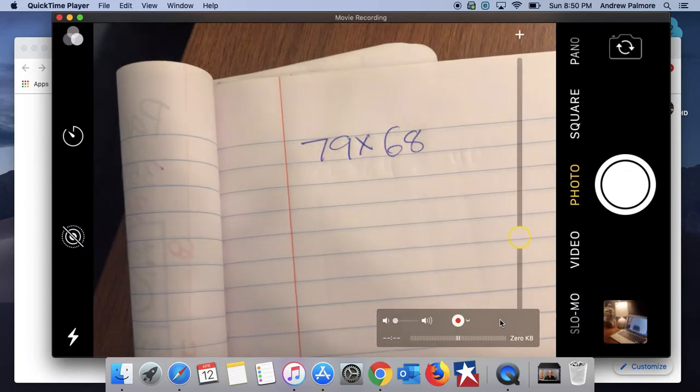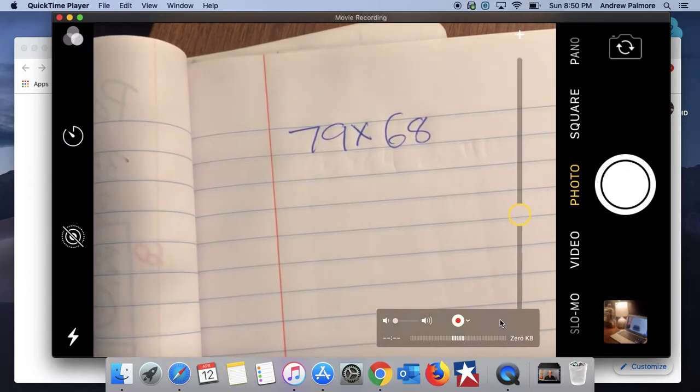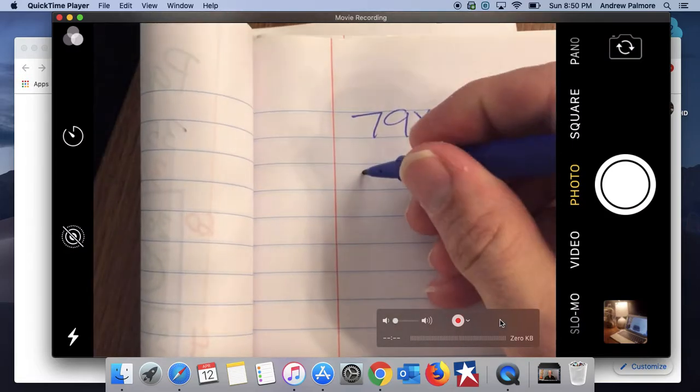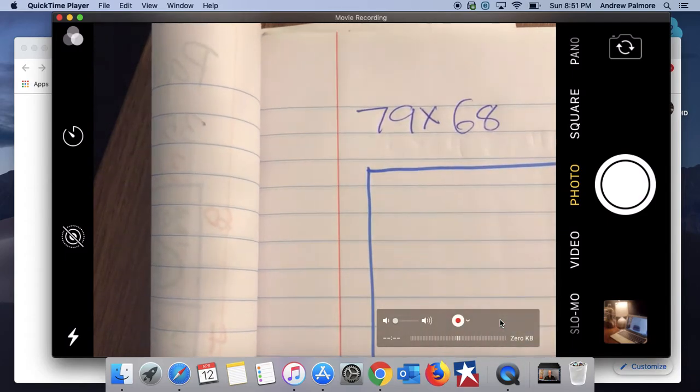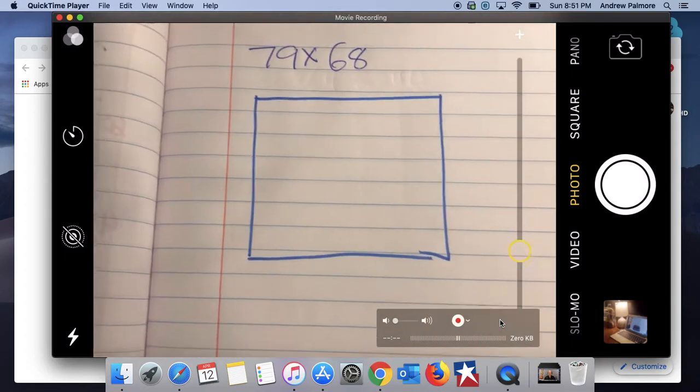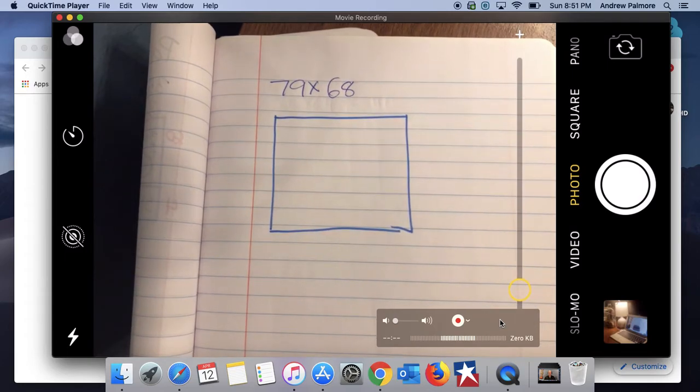Okay, let's look at this. So again, first step is what? Draw a box, okay? And again, make it big enough that you can do your work in there comfortably. Okay, let me zoom out here. Now we're going to break up the 79 and the 68.